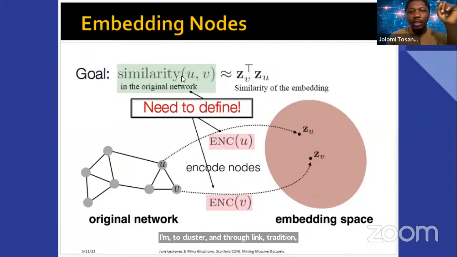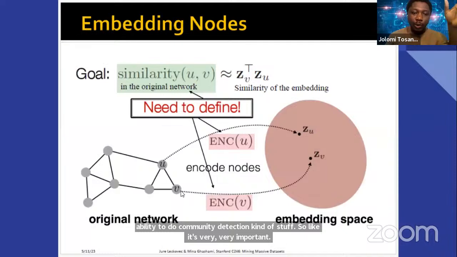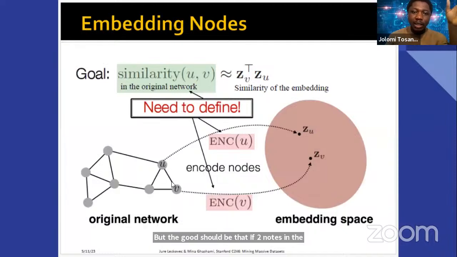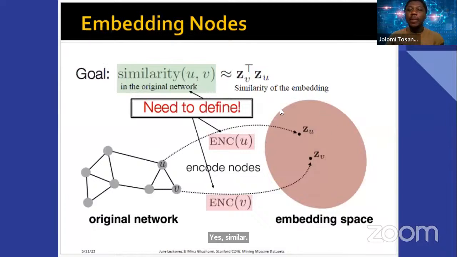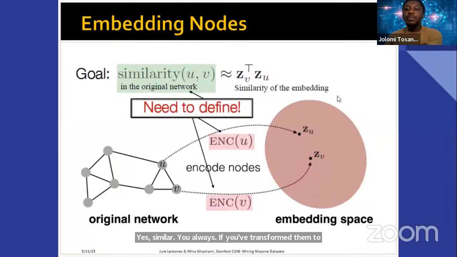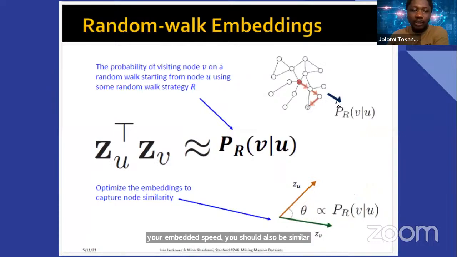But the goal should be that if two nodes in the original network, like U and V, are similar, and you need to define a similarity metric, then if you transform them to your embedding space, they should also be similar according to some embedding similarity metric, right? So that's just one of the things you can do. And if you do the random walk algorithm, you can see the similarity.